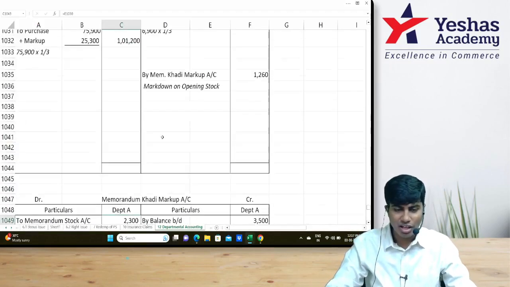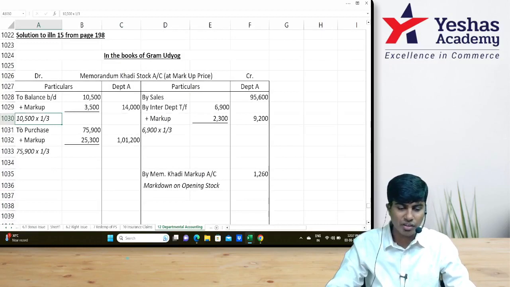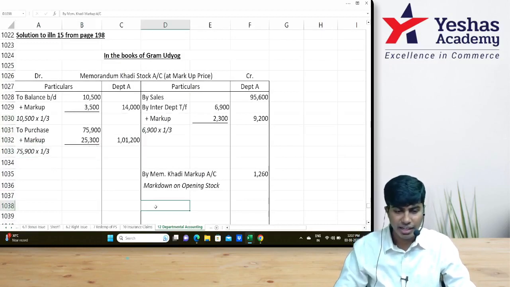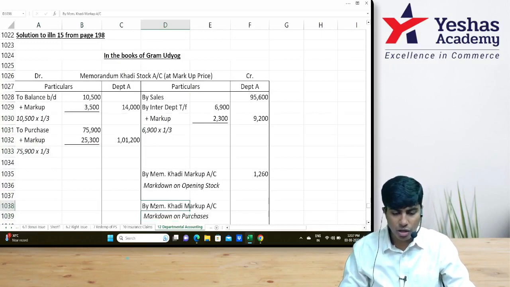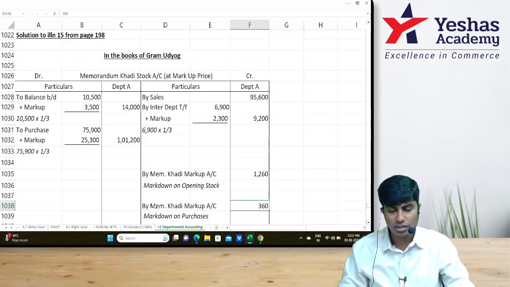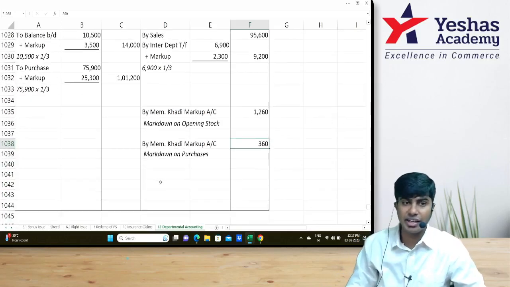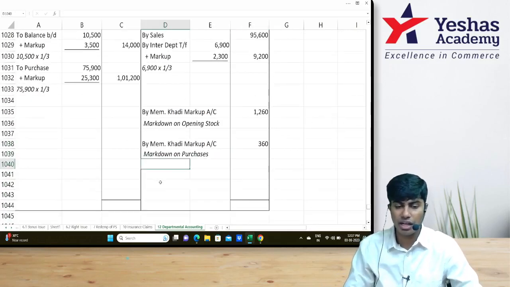Shall we? Okay. So purchases are here on the debit. If I have to do markdown, where do I write? Credit side. I'll write here: markdown on purchases. How much? 360. Markdown on purchases. And this 360 I have written in our memorandum stock account here on the credit side.